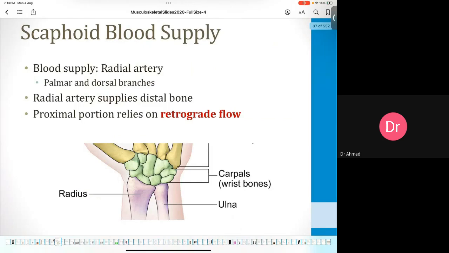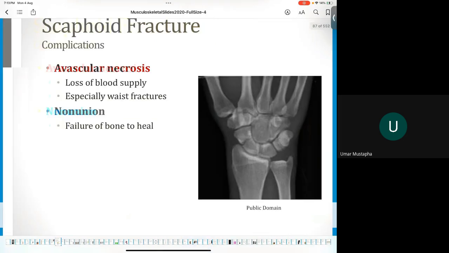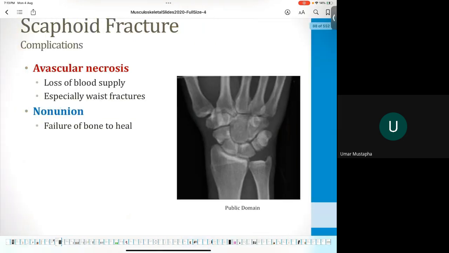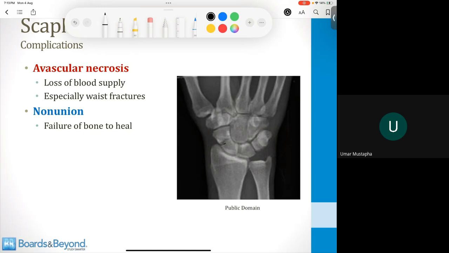Okay. Yes. So the distal portion is going to be supplied directly by the radial artery, then the blood supply has to take a turn in order to supply the proximal branches of this bone, right? So avascular necrosis is loss of blood supply. If the blood supply is lost, we know that the waist of your scaphoid bone is prone to avascular necrosis. So this is basically the waist of your scaphoid bone, right?